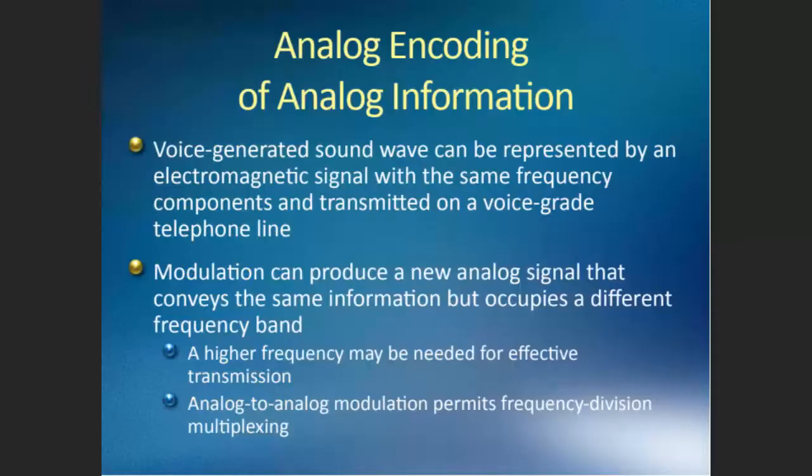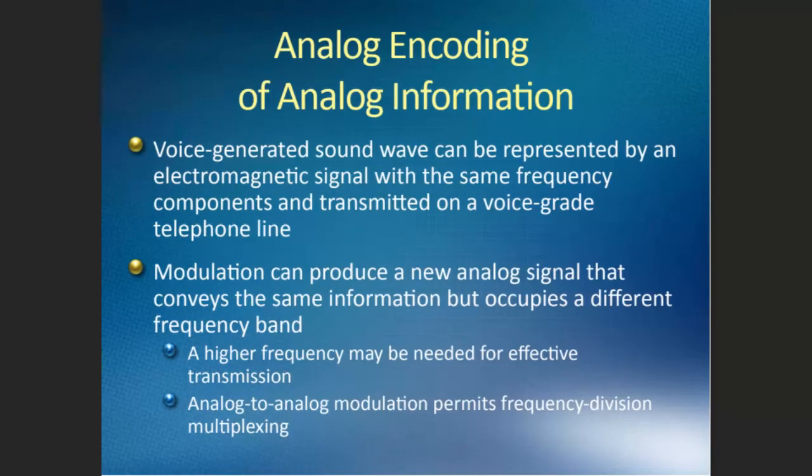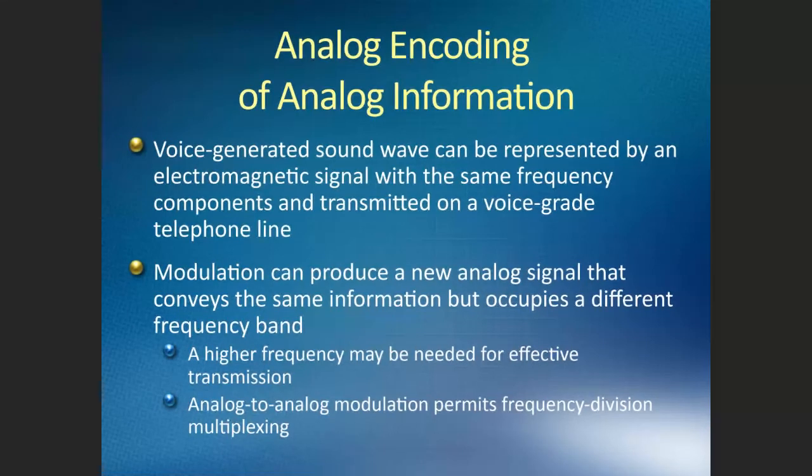Analog encoding of analog information. Voice-generated sound waves can be represented by an electromagnetic signal with the same frequency components and transmitted on a voice-grade telephone line. This is the old telephony system. Modulation can produce a new analog signal that conveys the same information but occupies a different frequency band. Higher frequency may be needed for effective transmission. Analog to analog modulation permits frequency division multiplexing.